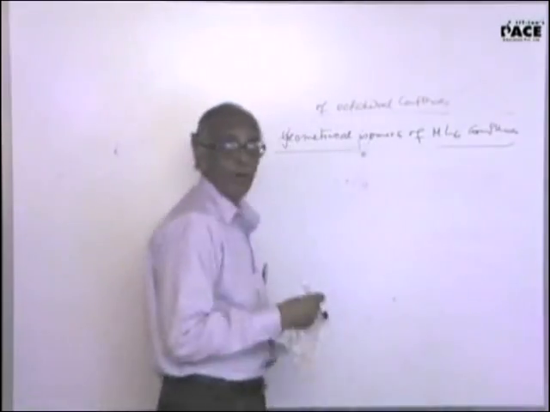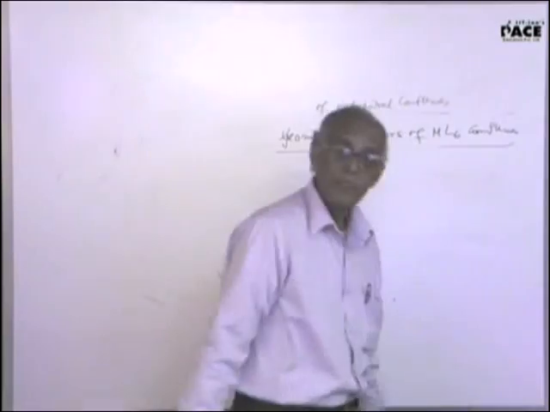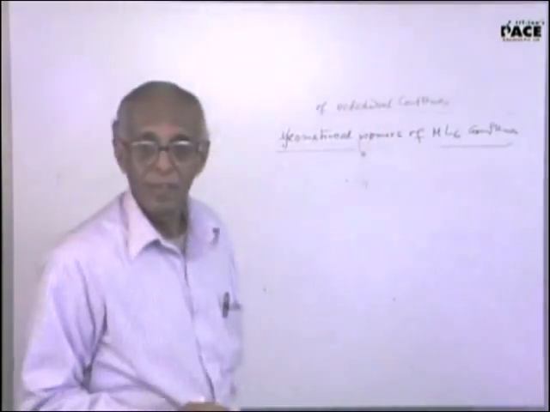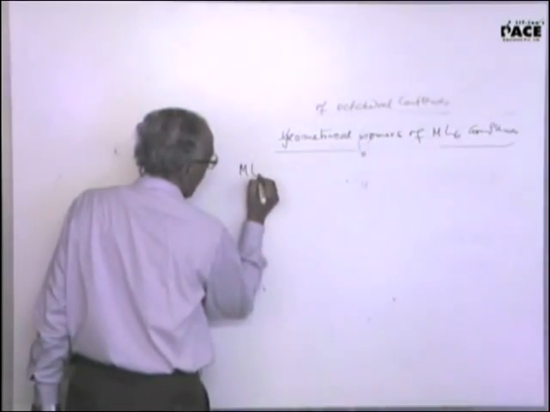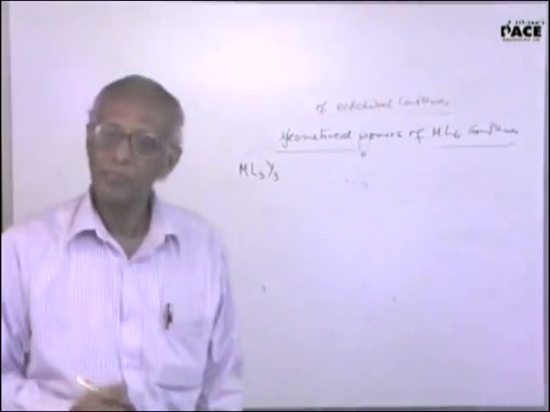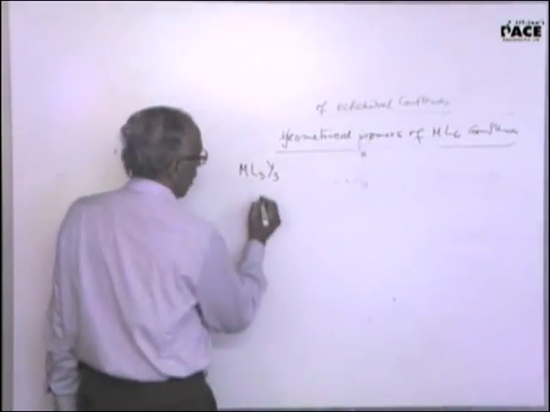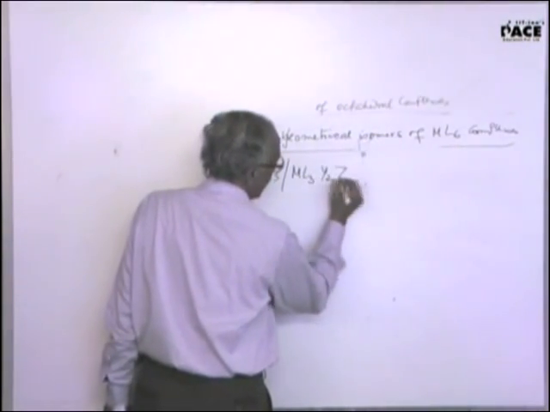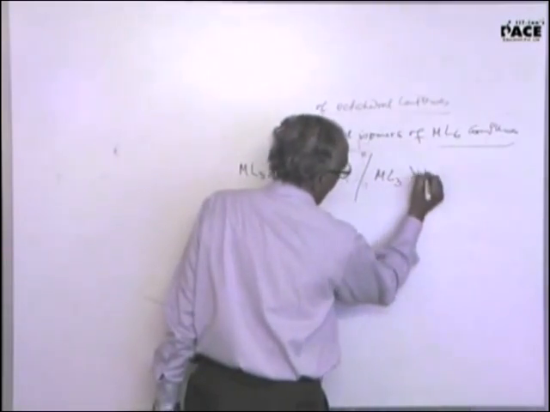This is the most important part of what I am discussing now. Be careful. If you have any doubt, you ask me. How many structures will be there for ML3Y3, or ML3Y2Z, or ML3XYZ?